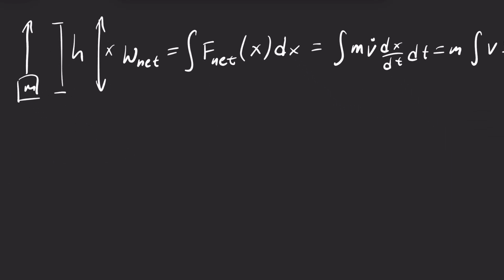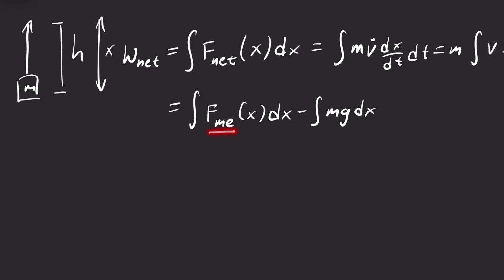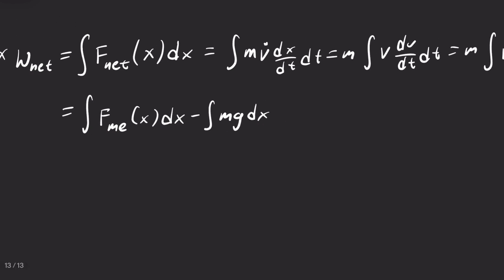And now I'm going to rewrite the force. I'm going to split it up into two parts, into its constituent forces. So I'm going to write the integral of F me of x dx, and I'm going to split up the integrals immediately, minus the integral of mg dx. So what I've done is split up this net force into F me minus mg, my force subtracted by the force of gravity, because it's in the other direction.